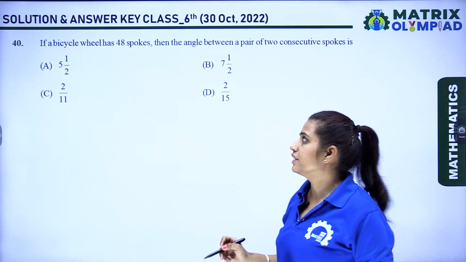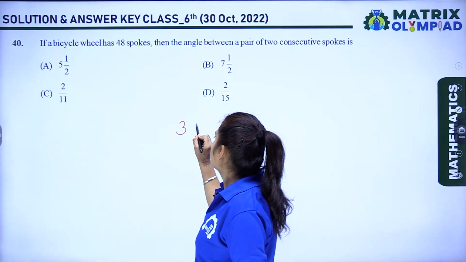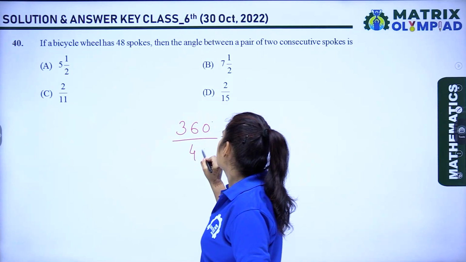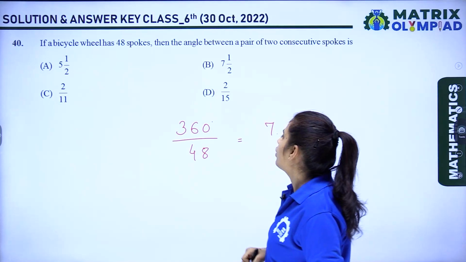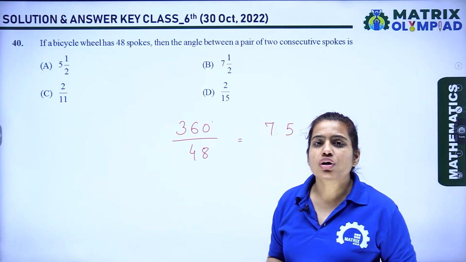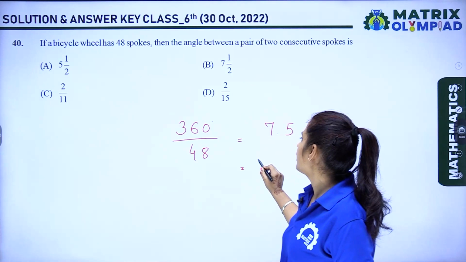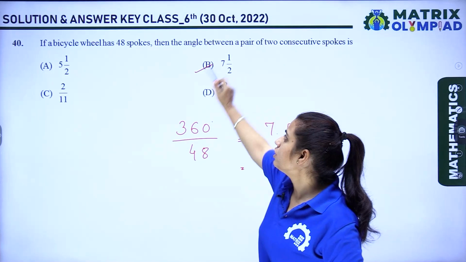So we are going to divide 360 by 48. After dividing this, we get 7.5. So the angle between two consecutive spokes is 7.5, and 7.5 can be written as 7 1/2. So according to the question, option B is the correct answer.